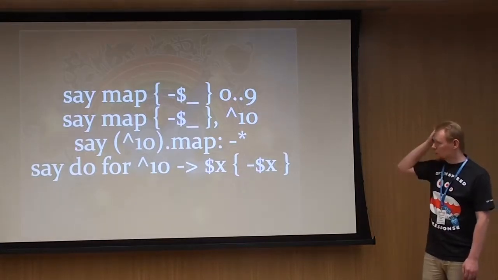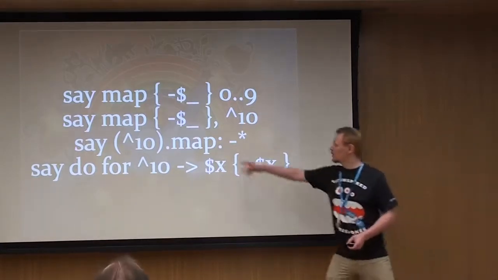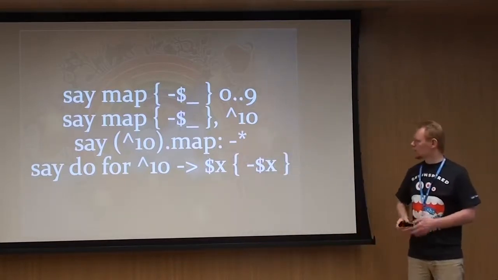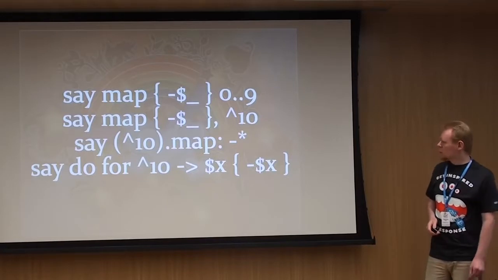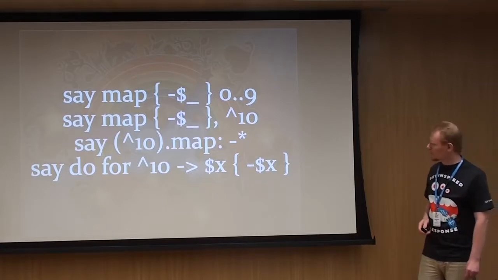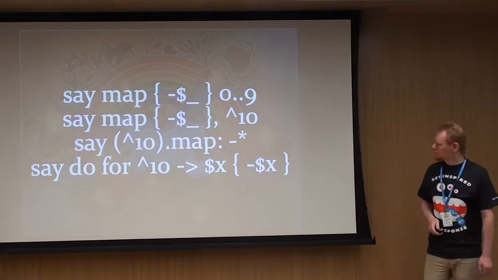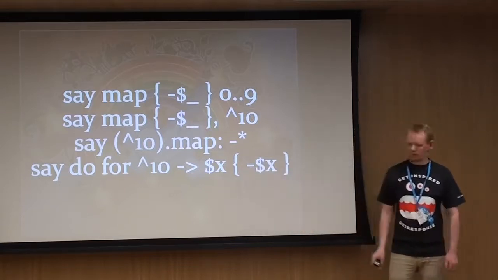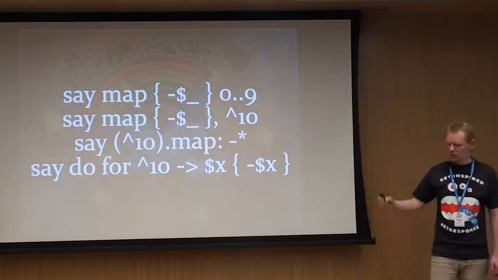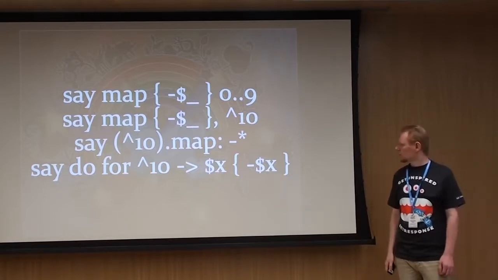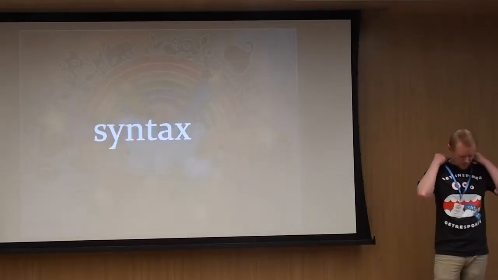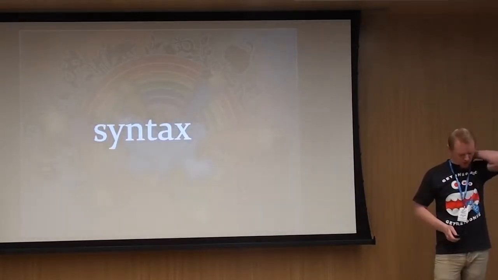First line is Perl 5 code. You see there's no comma behind the block. And the other 3 lines are Perl 6 code. They all do the same. It's just a map of this range. Even the for loop can produce values that you can say or assign to a variable. So yes, we have syntax or syntax changes.